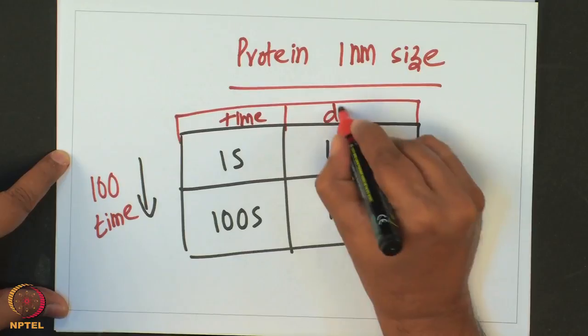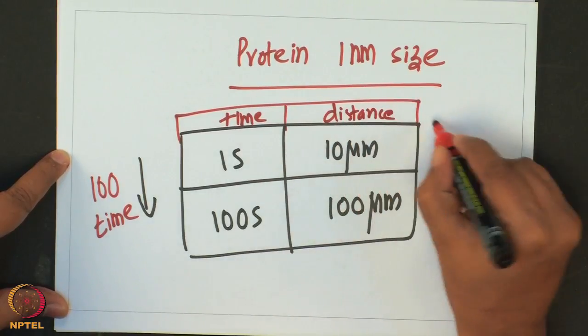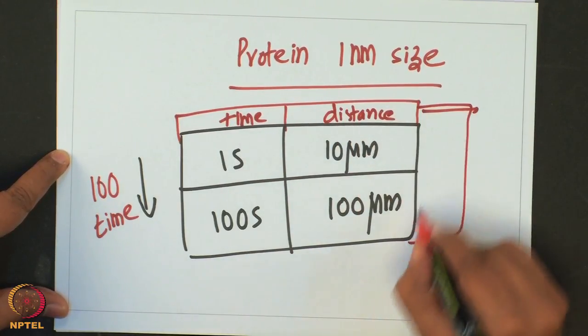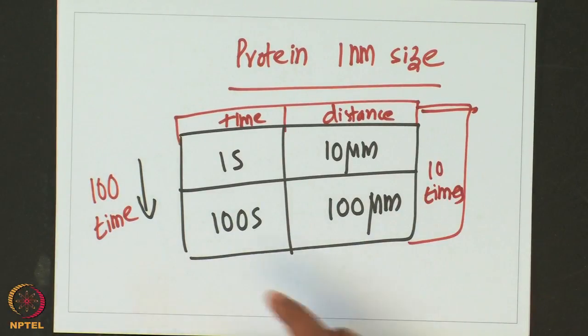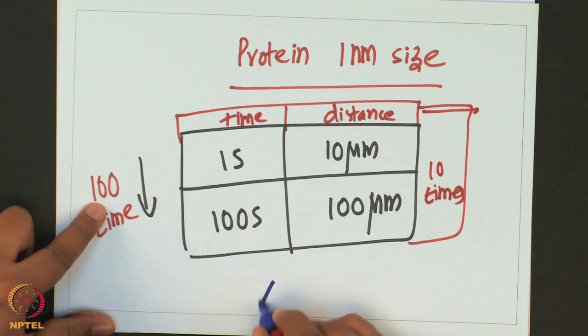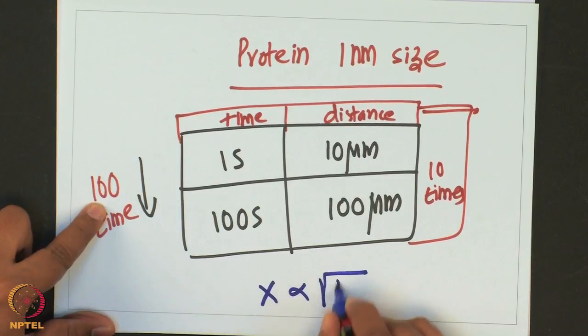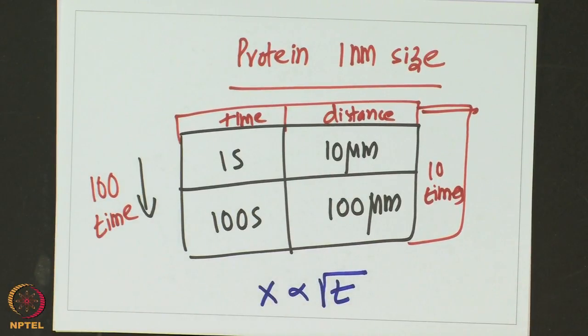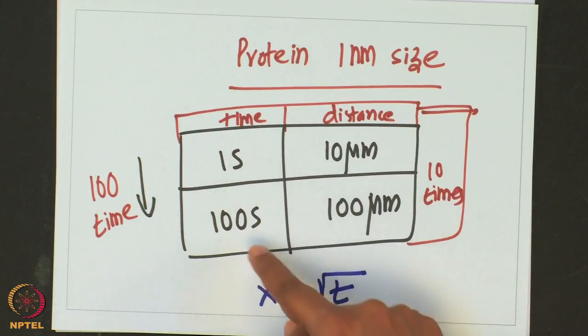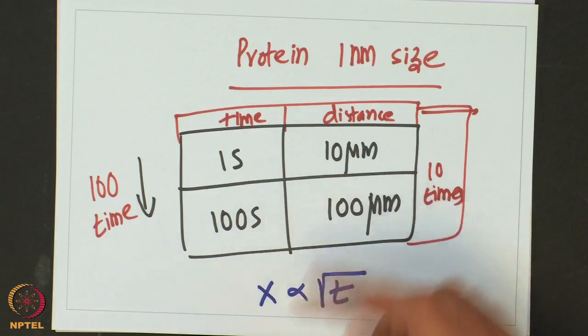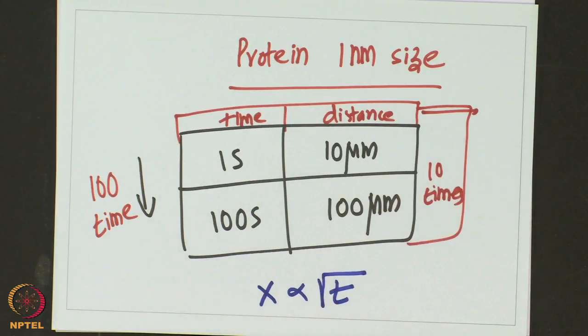This is the distance spread. This increased by 10 times. In other words, the distance variable x, the spread, is proportional to square root of time. This is the hallmark of diffusion, which all of you should remember. If I increase the time by n times, this will increase only root n times. So that is the hallmark of diffusion that all of you should remember.